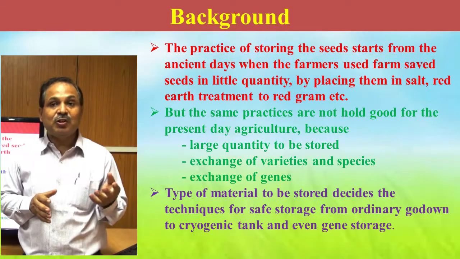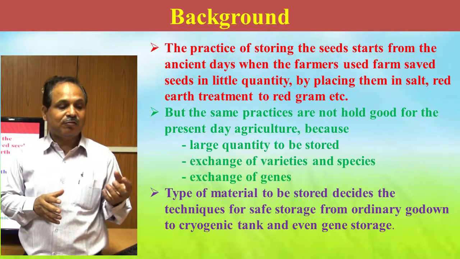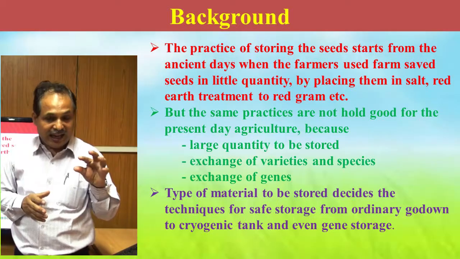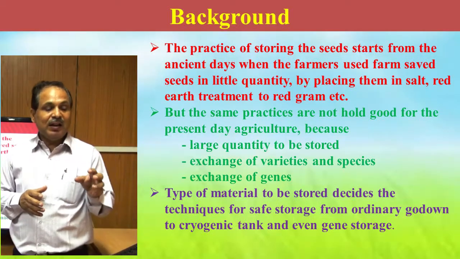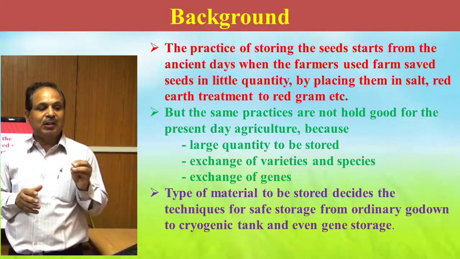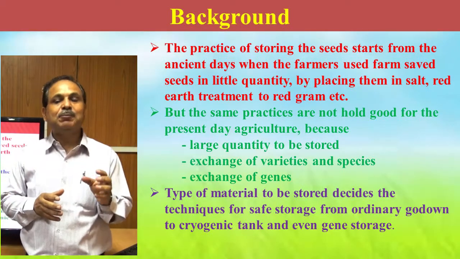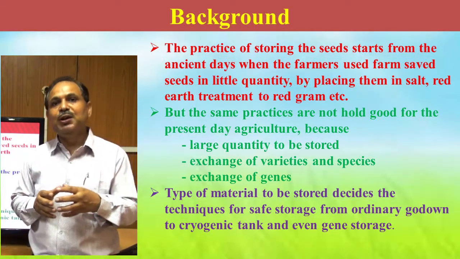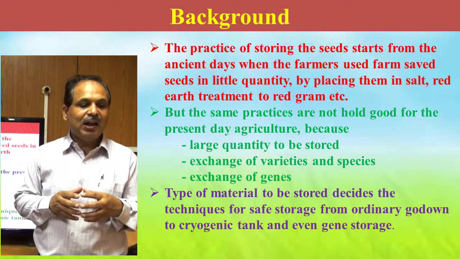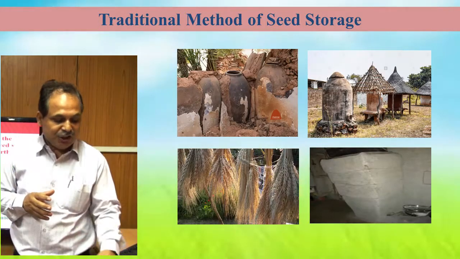Next, the exchange of genes. Sometimes we preserve the genes in different types of storage for exchange purposes. This way storage is very important. The techniques for safe storage depend on the type of material we are going to store. Accordingly, we can store them in an ordinary godown, in a cryogenic tank, or even in a gene bank.